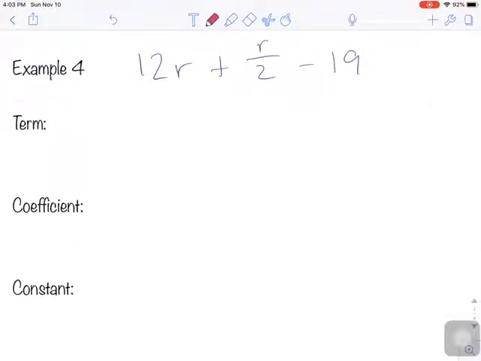Okay, the last thing that we're going to talk about today, there are 3 other vocabulary items that we need to talk about. We have terms, coefficient, and constant. So a term is always separated by some sort of operation, usually addition or subtraction, but it's basically like an entire item. So for instance, in this expression here, we have 3 terms. We have 12r, r over 2, and 19. So total we have 3 terms.